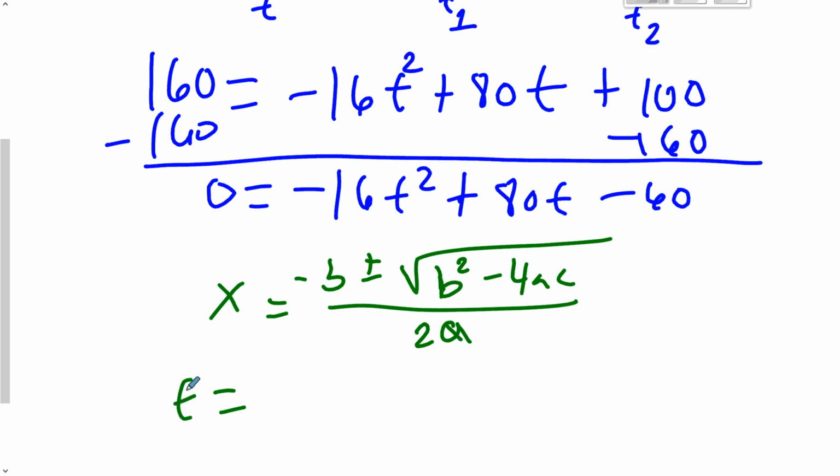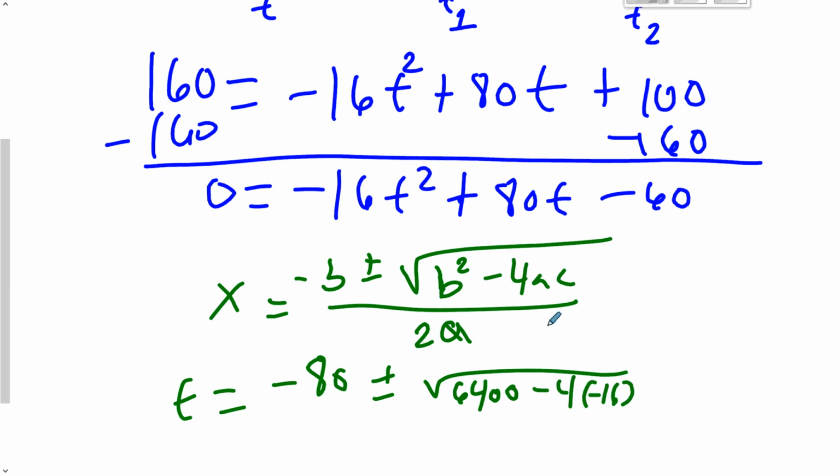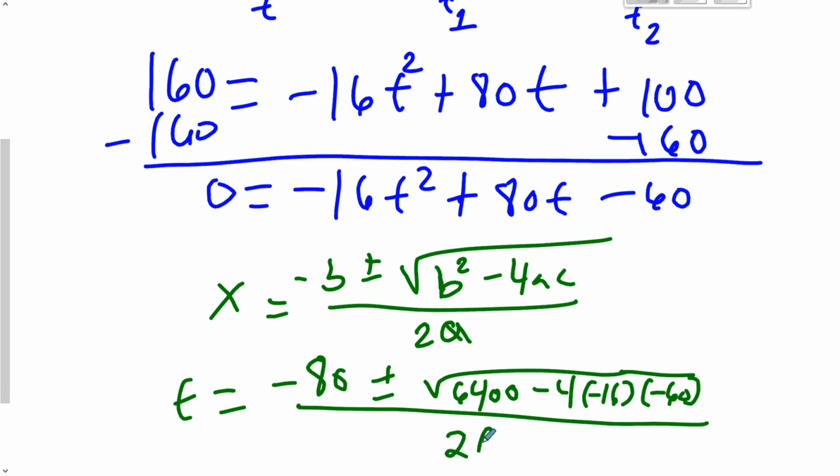So we'll just say t, and so it's negative b, so that's negative 80 plus or minus 80 squared. So that's just 8 times 8 is 64. Add 2 zeros. Minus 4 times negative 16 times our negative 60 as our c, and then the whole thing is over 2a, which is negative 16.